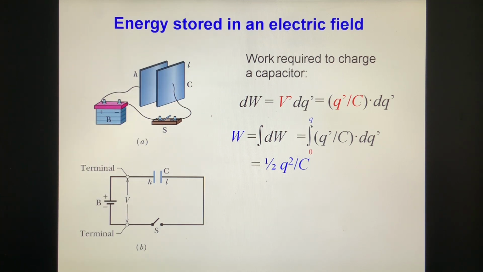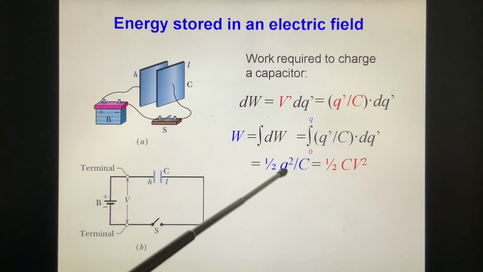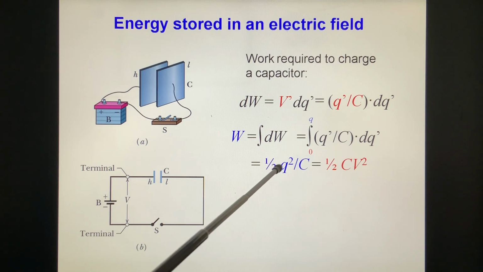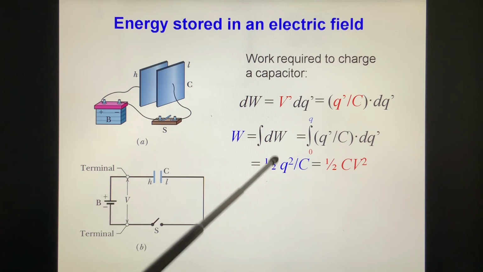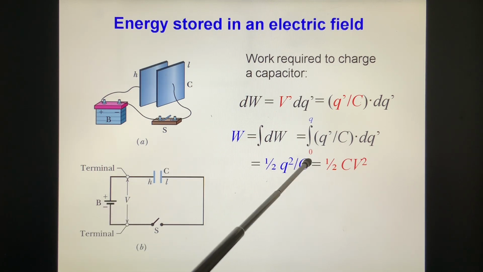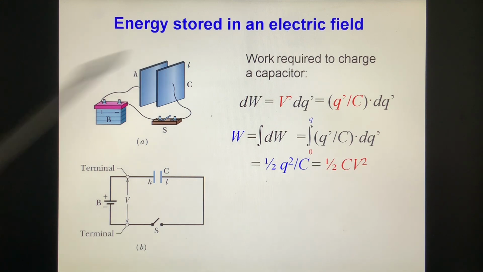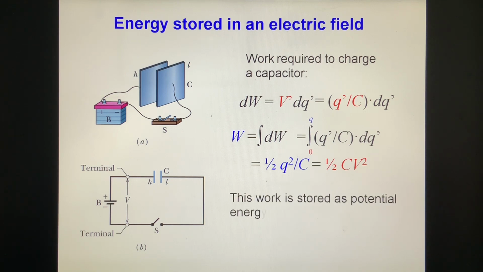In other words, where is the energy? The energy is stored in this capacitor, right? So Q equals CV. So we write this one, we get W equal to half Q squared over C, or half CV squared. Where is this energy? This energy is stored in the capacitor. This work is stored as a potential energy in the capacitor.